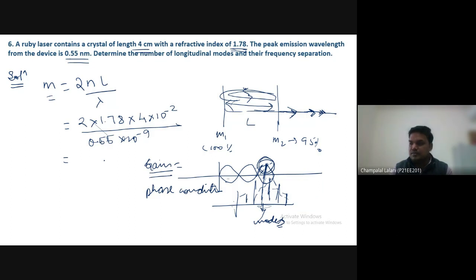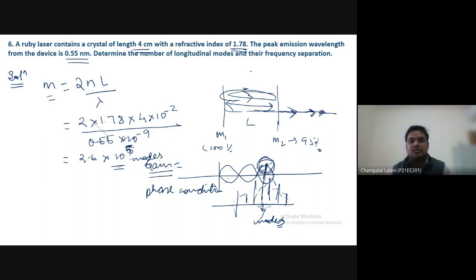If you put all these values, you will get approximately 2.6 into 10 raised to power 5. So this is the number of modes you will be getting.